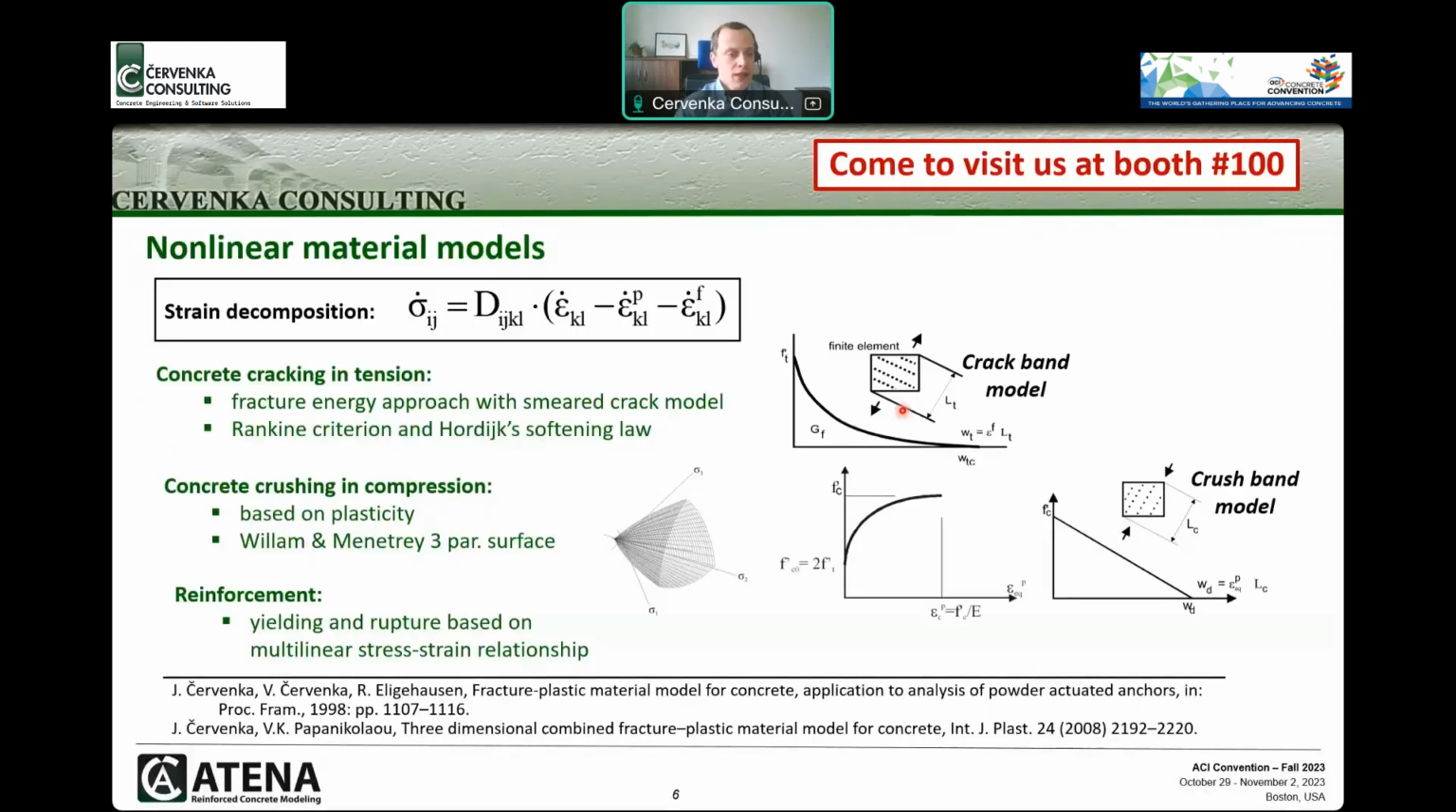So, if we want to model this, and if we want to really focus on the actual response, we need nonlinear material models. These models should be able to capture the material response in the form of cracking under tensile loads or crushing under compression. In our case, this is done by decomposing the strains into elastic, plastic, and fracture parts.